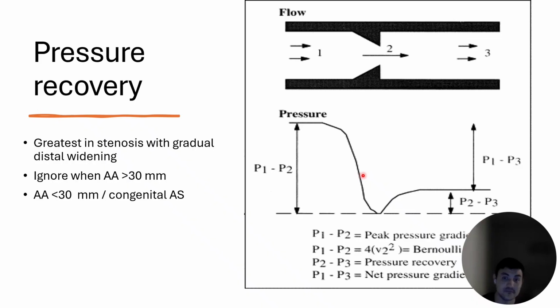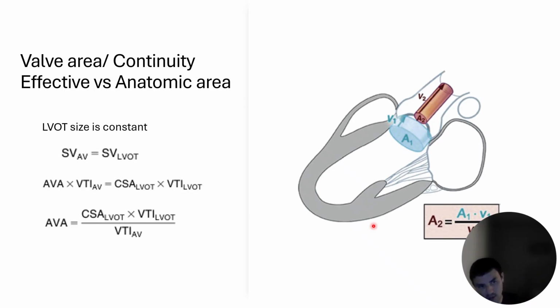This is the same concept. Point 1, point 2: the velocity increases, but the pressure gradient is higher. At point 3, the pressure recovers, so this is the true gradient. If you measure from point 1 to point 2 with echocardiography, the pressure gradient between the two points is going to be abnormally higher. Now, what is the continuity equation?